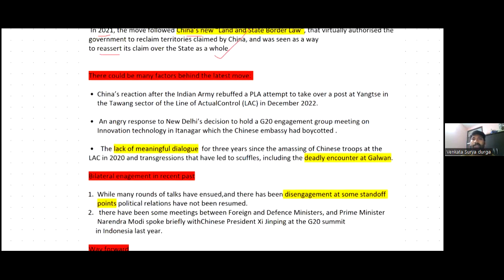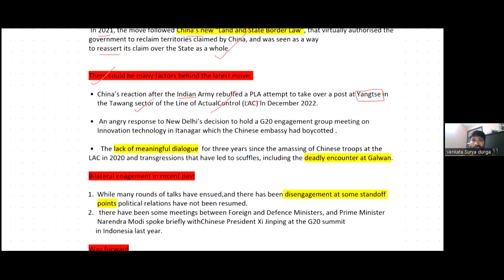And there could be many factors behind the latest move. The latest move of renaming the 11 regions in Arunachal Pradesh could be driven by several factors. One such factor is China's reaction after the Indian Army rebuffed the PLA attempt to take over a post. The People's Liberation Army attempted to take over a post in Yangtze. This is also in Arunachal Pradesh, and the Indian Army strongly countered the Chinese intention to take over the post.